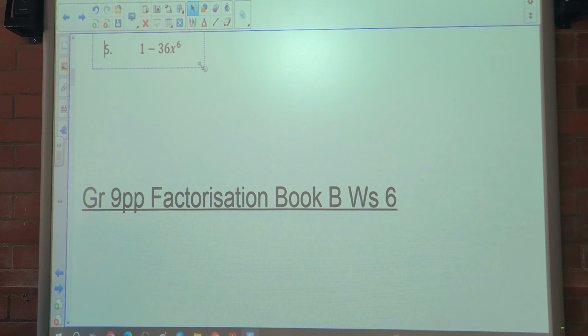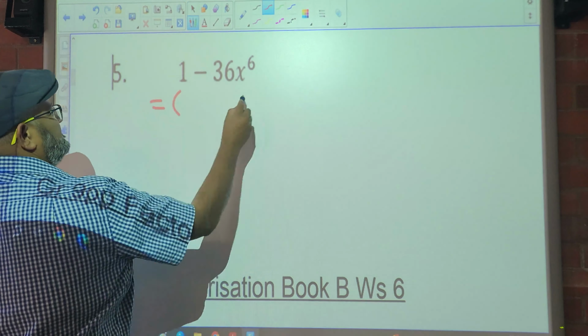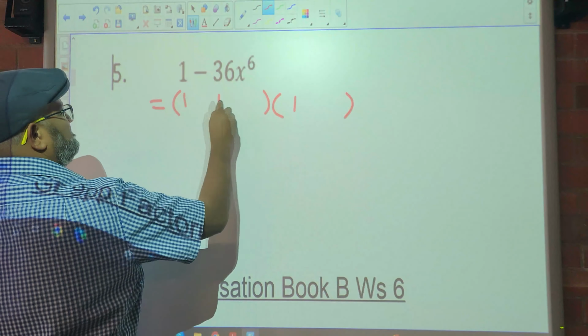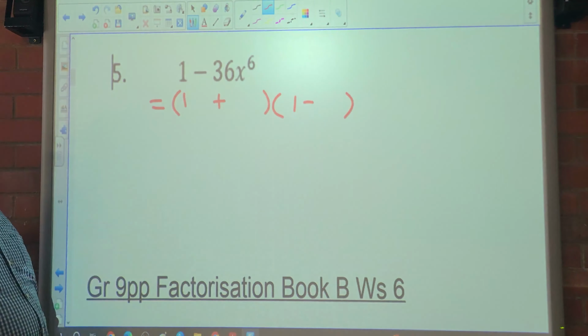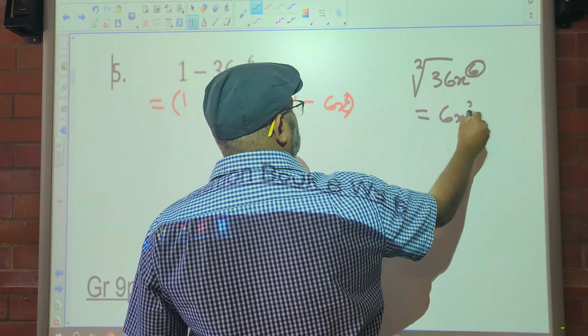Number 5. 1 minus 36x to the power 6. There are two terms, there's a negative between them, and both are perfect squares. Not so? What's the square root of 1? 1. One plus the other, minus. What's the square root of 36x to the 6? 6x cubed. Okay. You all agree with that? For those of you who are a bit confused, you've got the square root of 36x to the 6. The square root of 36, of course, is 6. x to the 6 divided by 2, which is?